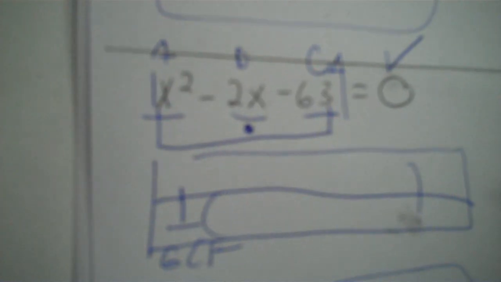Okay, now I find my a times c to figure out what goes on top of here. So that's a 1 times a negative 63, and that's negative 63. So that's a mismatch. And it has to add negative 2. 63 divided by 1 is 63. That's negative 62.